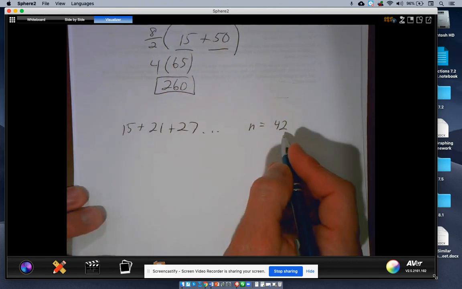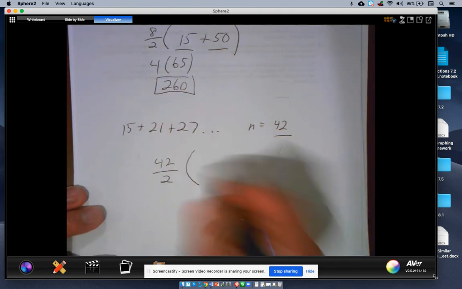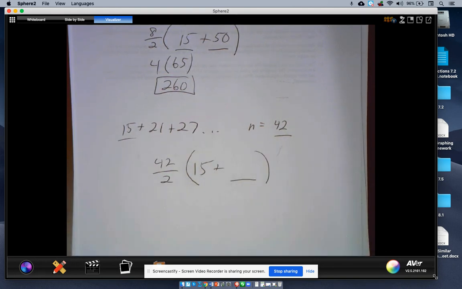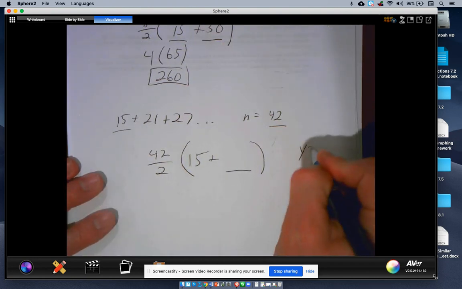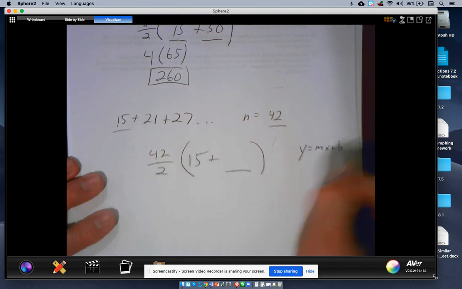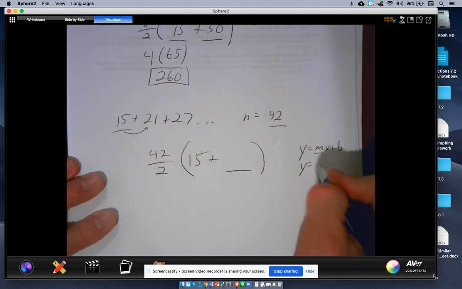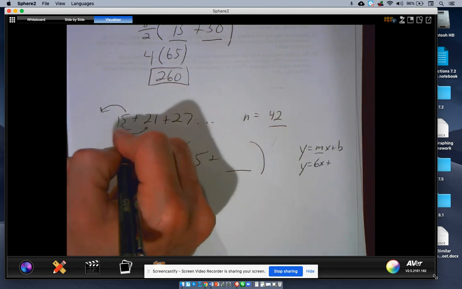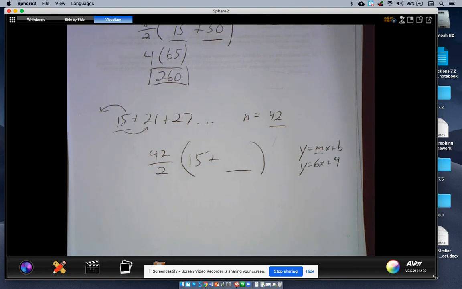So I use my formula. How many terms are there? 42 divided by 2 times the first term, 15. I see it right there, 15, plus my last term. That's going to take some work. Let's figure it out. My last term, y equals mx plus b. The slope is my change. I'm going up 6 every time. 6x plus my y-intercept is when I go back 1. So I'm going to go back 1. What's 6 from 15? That'd be 9. 6x plus 9. That's how I get my equation.